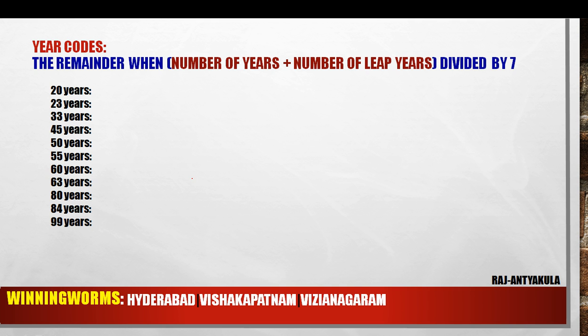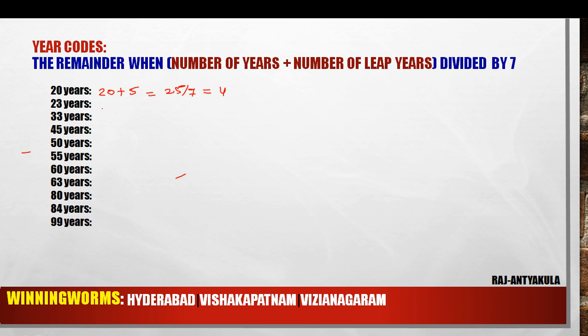See here, year codes. How will you find year codes? Year code is nothing but the remainder when the number of years plus the number of leap years is divided by 7. Let us see examples. 20 years. What is the year code for 20 years? Simple, 20 plus how many leap years are there in 20 years? 5. So 20 plus 5, how much? 25. When 25 is divided by 7, what remainder will we get? 4. So the year code for 20 years is 4.